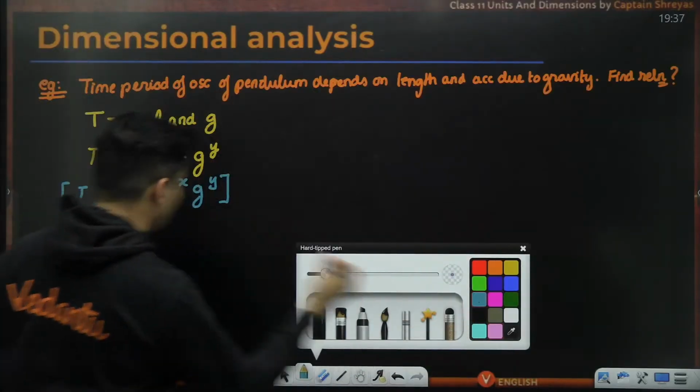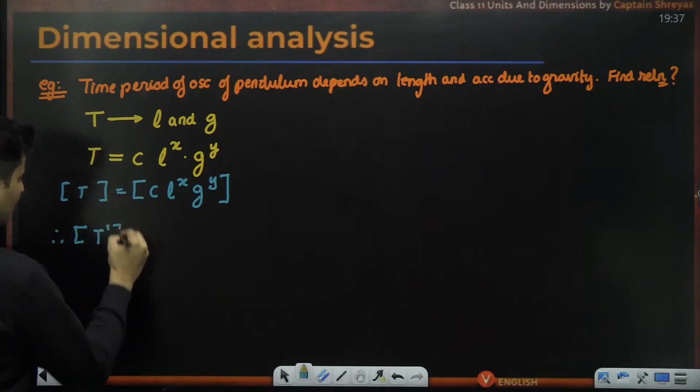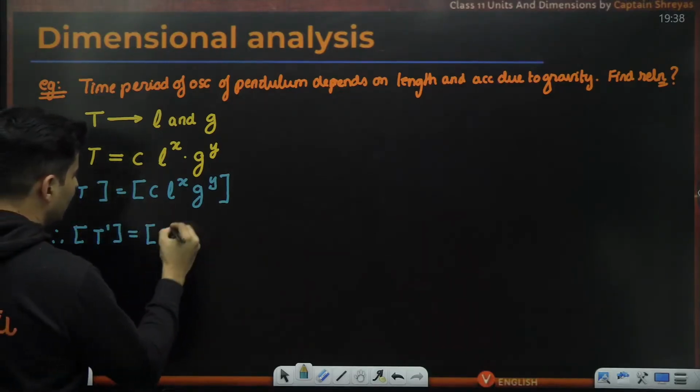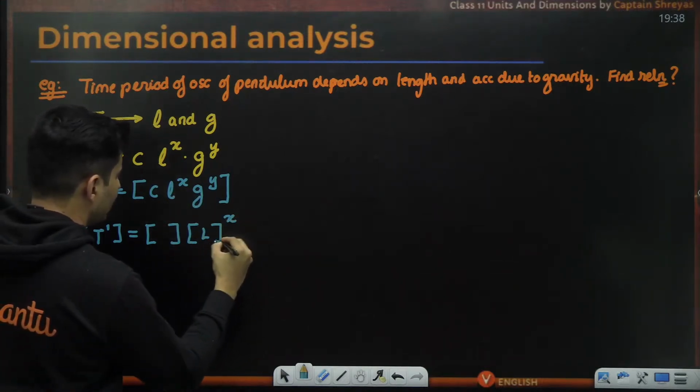So which means that on the left hand side, we have time. So time is time raised to 1. Constant is basically dimensionless. Length is length only. So length raised to x.